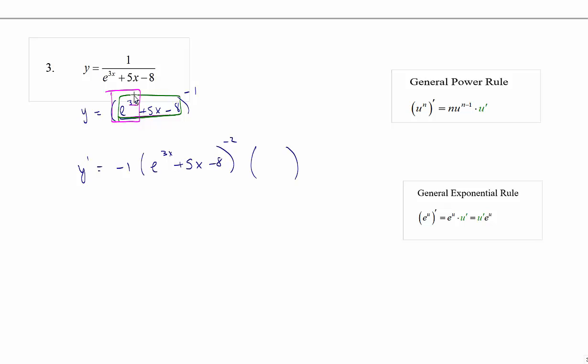Okay, so coming back up here, e to the 3x, then that's going to be e to the 3x times the derivative of my exponent, so times 3. And then the derivative of 5x is 5, and then minus 8 is a 0. So this is what my final answer would look like if I'm not simplifying it.